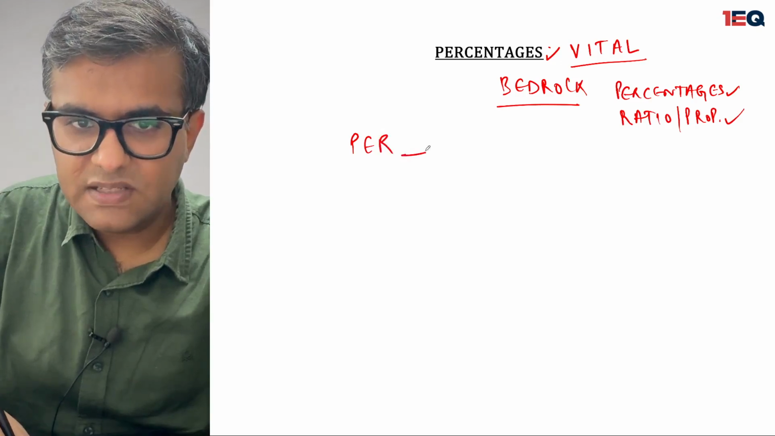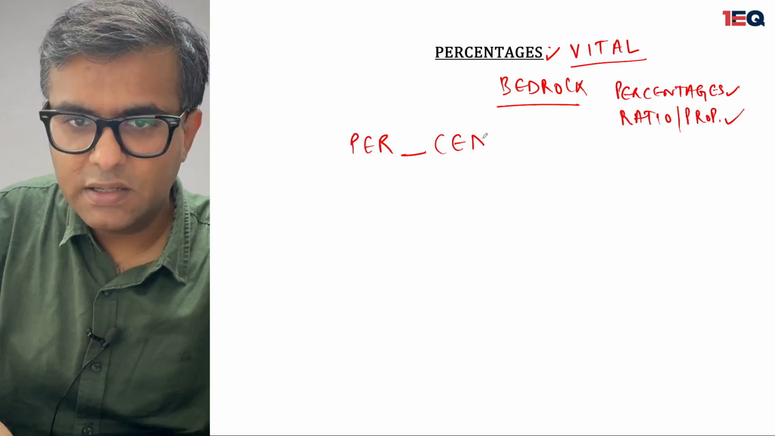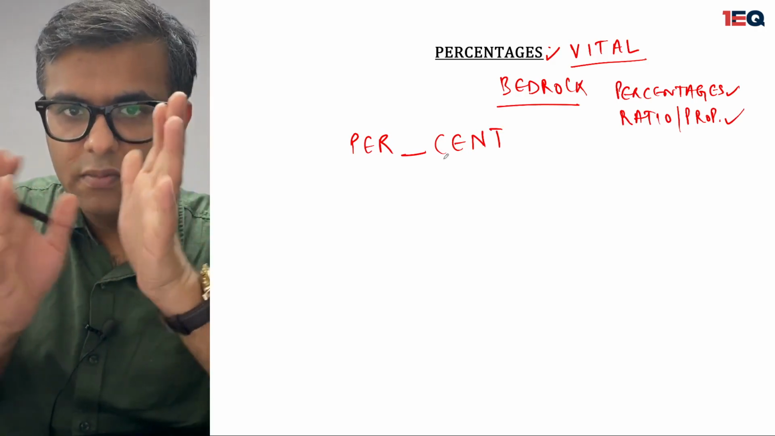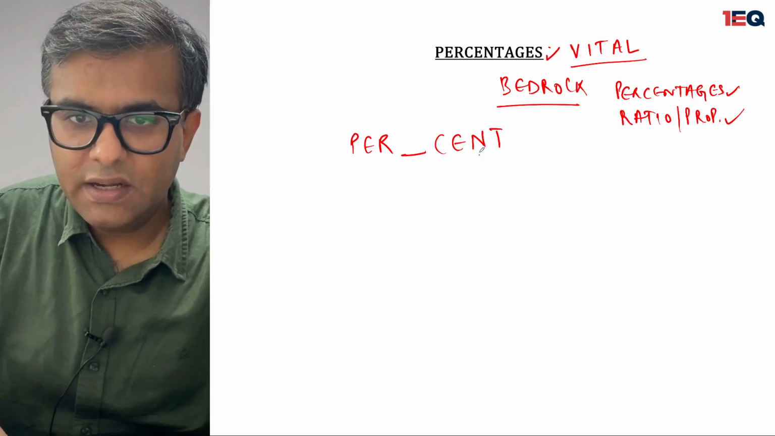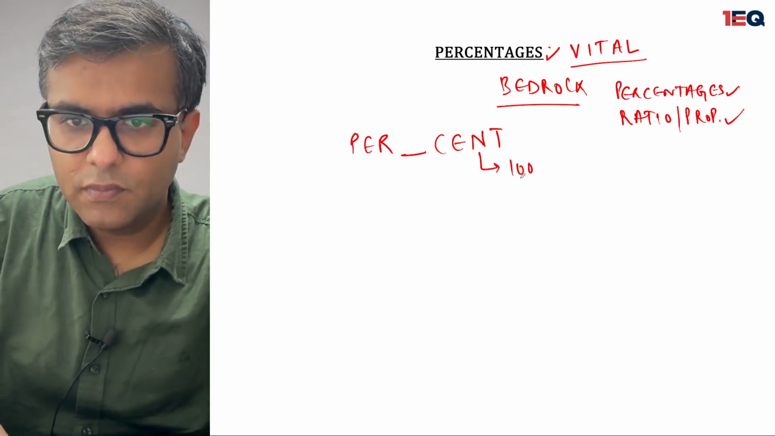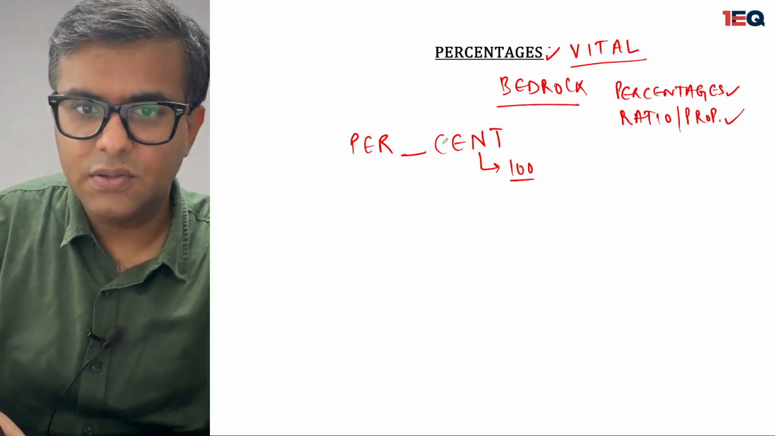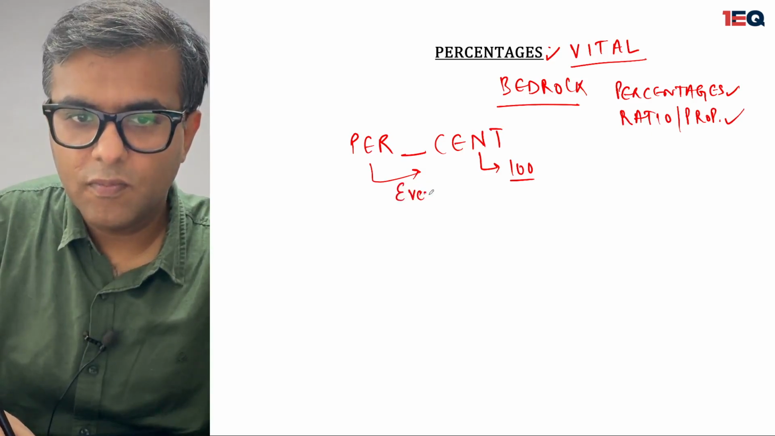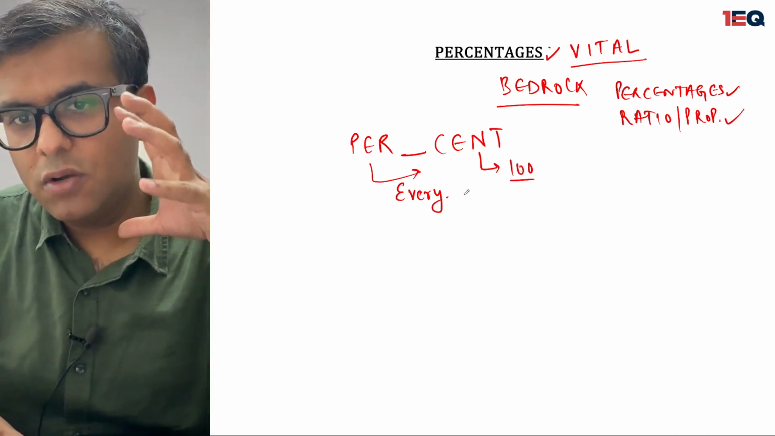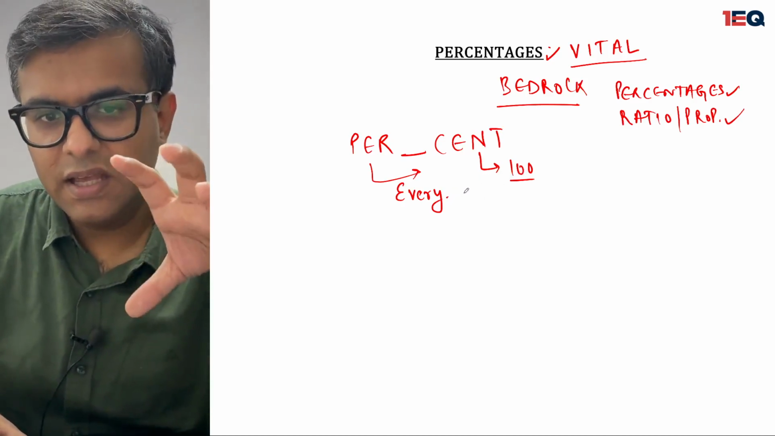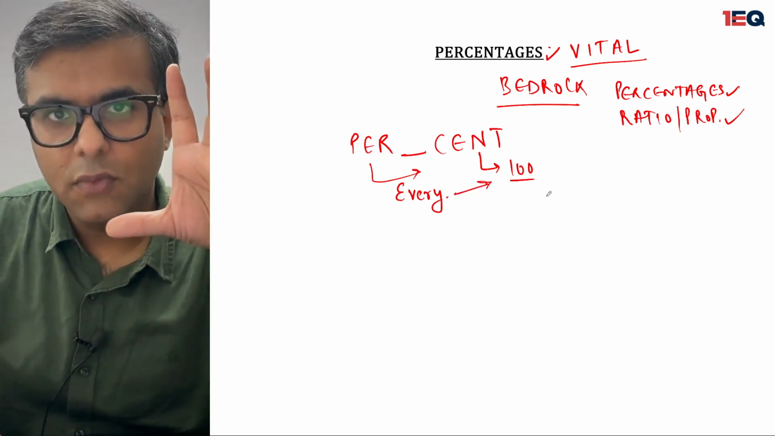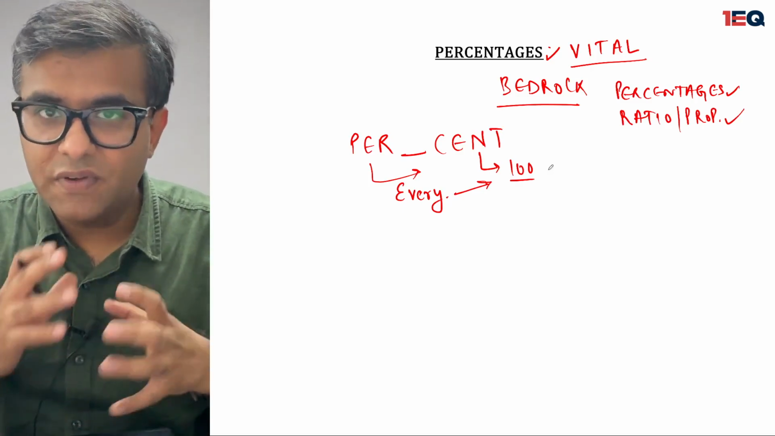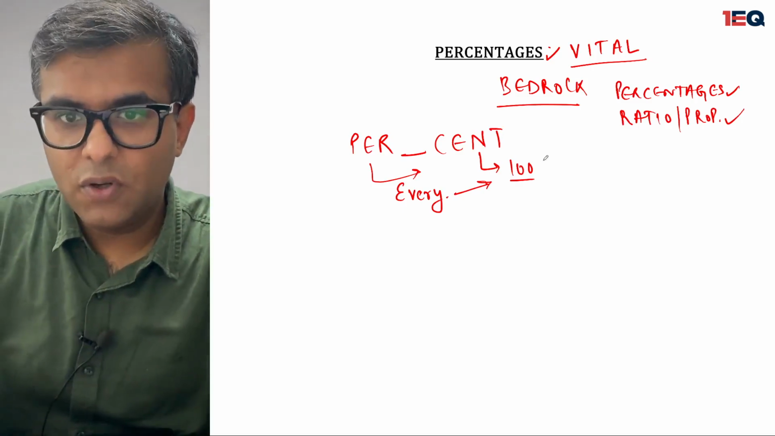Okay. So per space cent. Can you see what I've done? I've just split per and cent. Cent means 100. All right. In $1, there are 100 cents. So cent means 100 and per means every. So we talk about percentages in the sense of something being in every 100. Something being present or something being absent out of every 100 things. So that is what we call percentages.